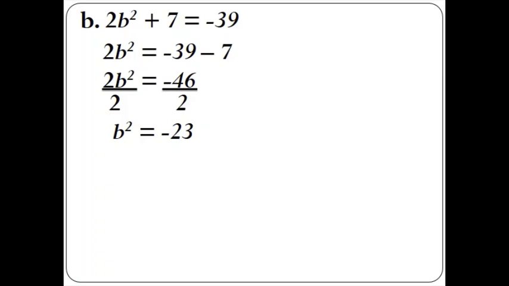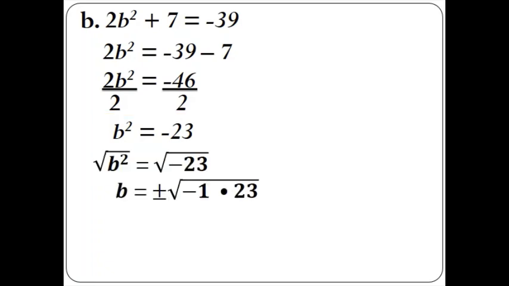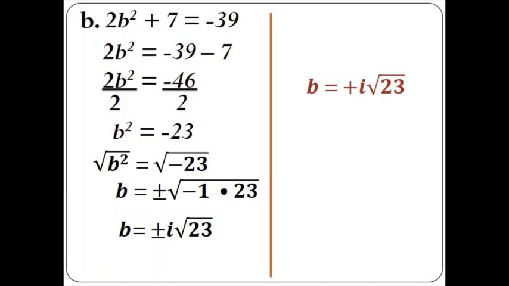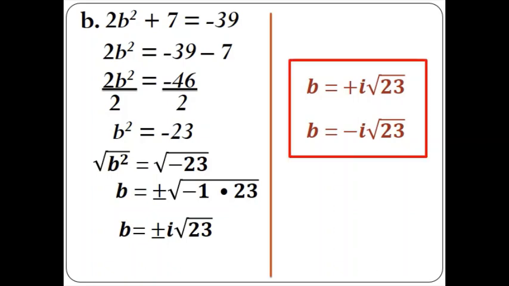Now we can extract the square root. So, b is equal to positive negative. Get the product of negative 23 so that 23 will become positive. So, the product is negative 1 times positive 23. And b is equal to positive negative i square root of 23. So, kung paghihiwalayin natin, b is equal to positive i square root of 23 and b is equal to negative i square root of 23. So, ulitin ko, saan ba nanggagaling yung i? So, yung i is yung square root of negative 1. So, these are the solutions.